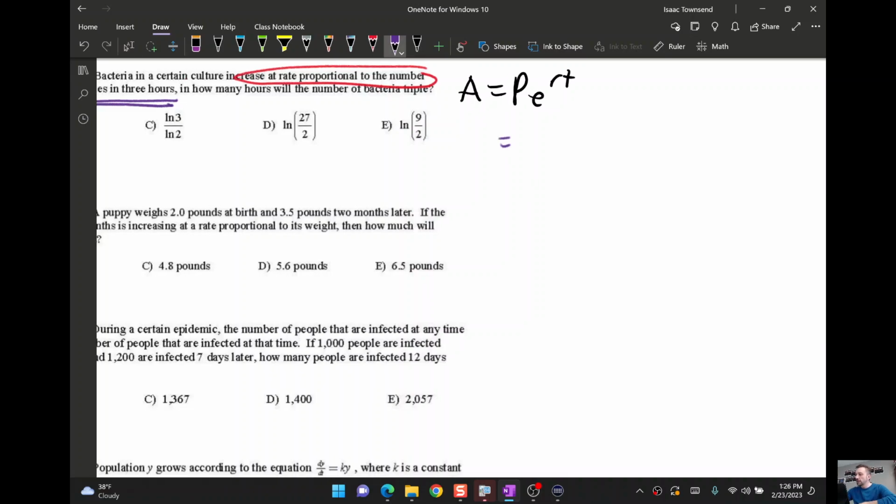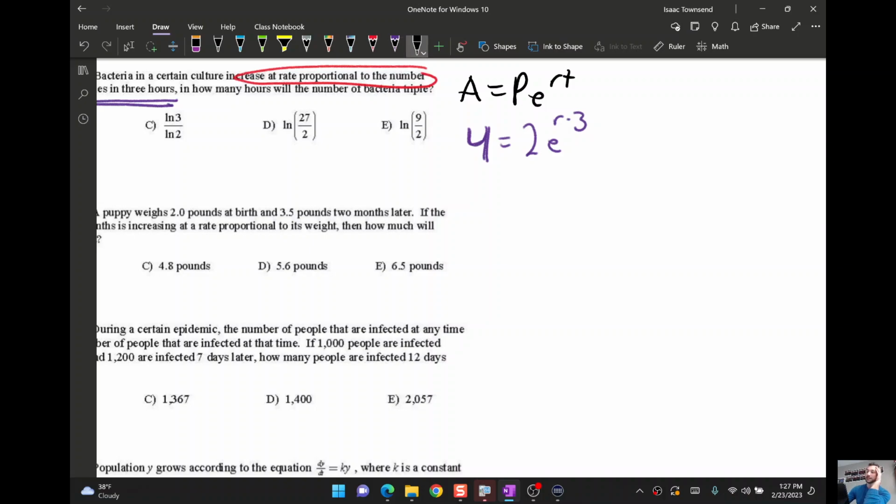If in 3 hours, remember e is a number, not a variable, the population of bacteria is going to double. So what do you want the starting population to be? P. Pick a number. 2. Okay. If the starting population is 2, and I want to know in 3 hours how much it doubles, how many bacteria is it going to be if it doubles? 2 times 2, 4.